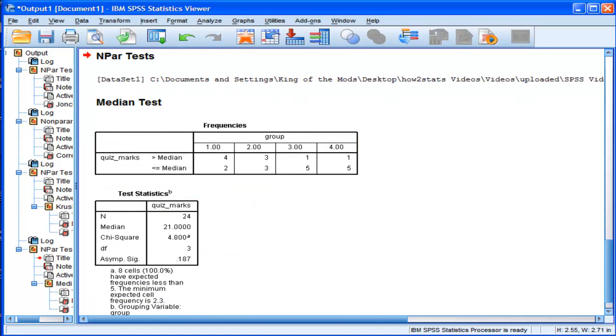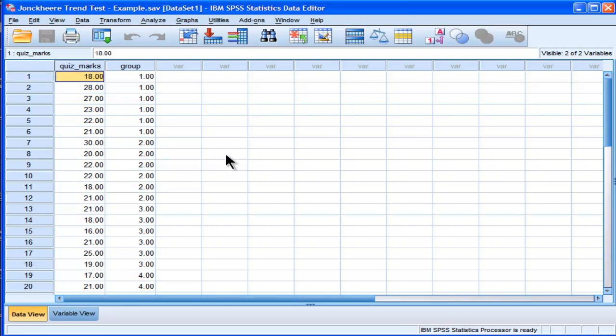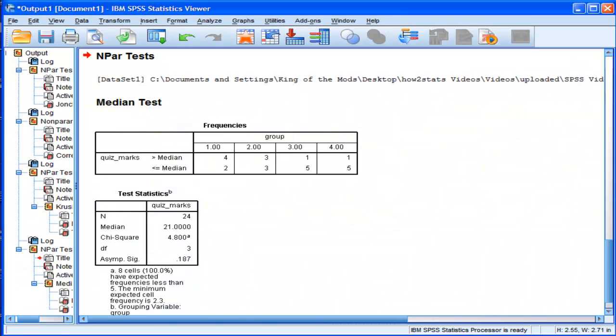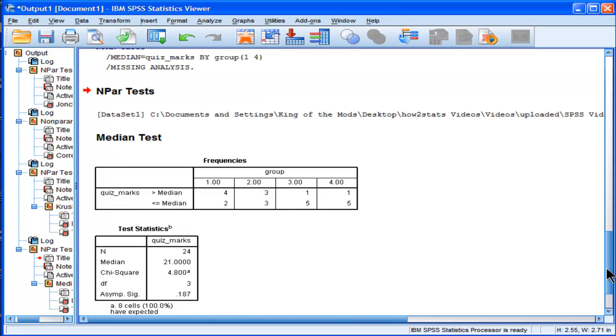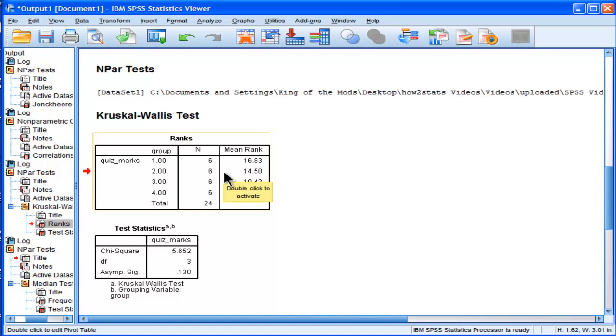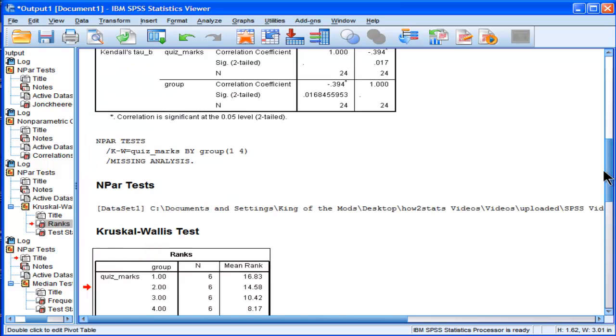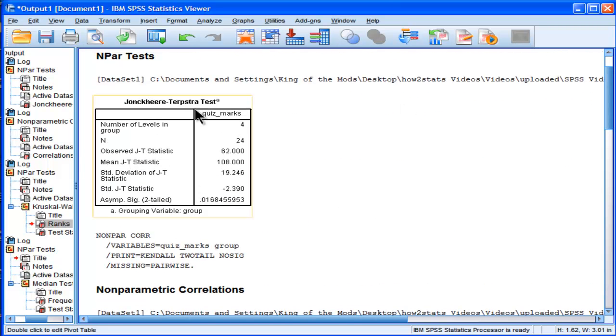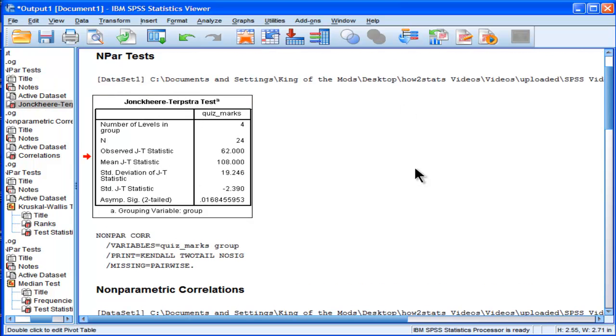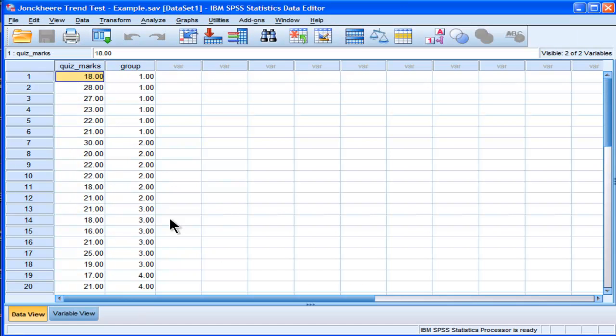Now, some of you might be thinking, well, what is the parametric equivalent of the Jonckheere trend test? The parametric equivalent of the Kruskal-Wallis is the one-way ANOVA. Well, what is the parametric equivalent of the Jonckheere test? Well, there is one. And what you have to do is a contrast test. But you can't do it in SPSS unless you know how to use syntax. And I'm going to follow that up in a future video where I talk about doing a trend analysis in the one-way ANOVA.